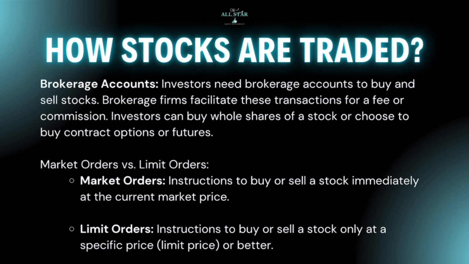Now you can purchase whole shares of a stock, or you can choose to buy contract options or futures. What's important to note about this is that orders are placed by either a market selection or limit selection. So for market orders, the important thing to keep in mind is that you can buy or sell a stock immediately at the current market price. But with limit orders, you can buy or sell only at a specific price limit or better. This then brings up the question of how do stock prices change? Let's jump into that as well.